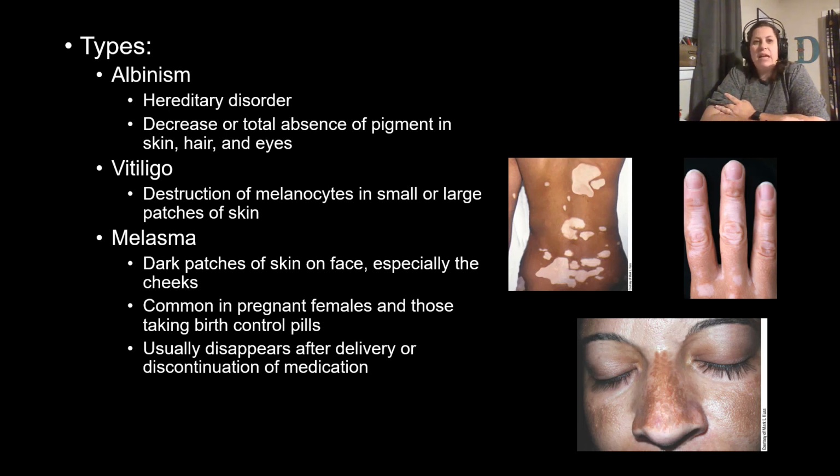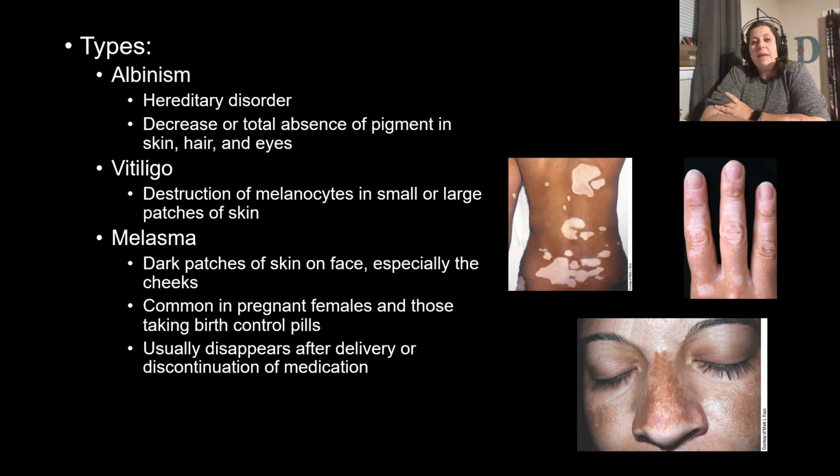Another type of pigment that's abnormal is albinism. This is an inheritable disease, meaning you get it from your parents. It is a decrease or the total absence of a pigment in skin, hair, and eyes. Okay, so they'll have no pigment whatsoever in their skin. Their hair will normally be very white, and their eyes may be very, very light blue to even maybe a red appearance because of no pigment being present. The red is due to the blood vessels that are being reflected off the retina.